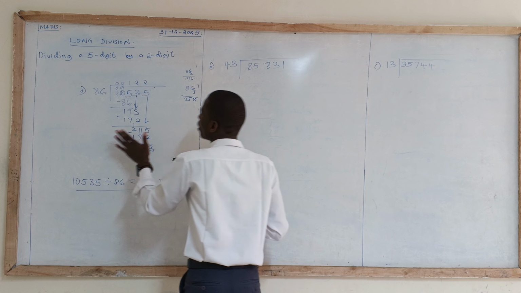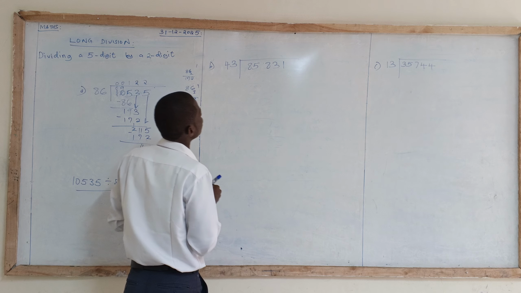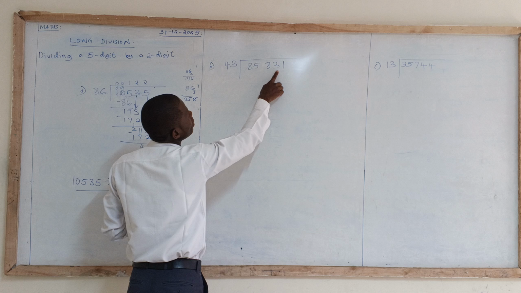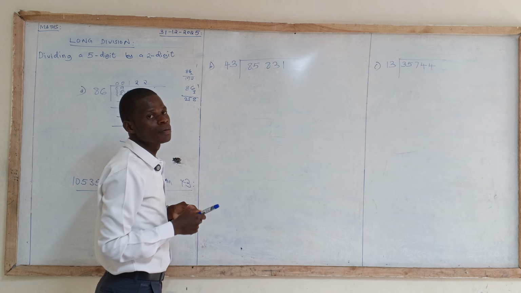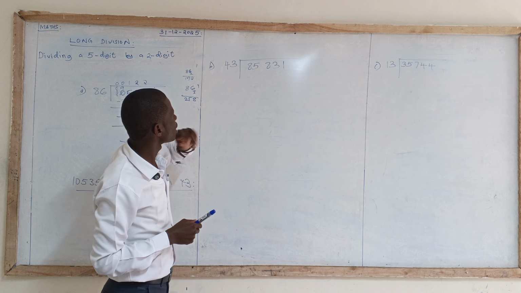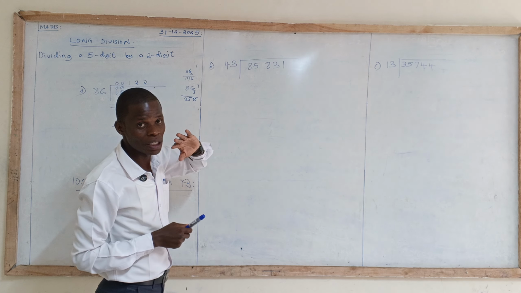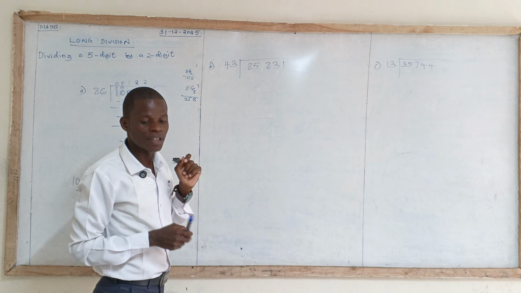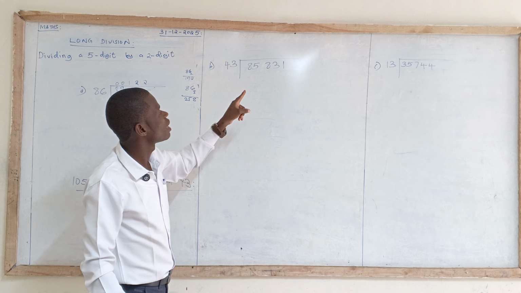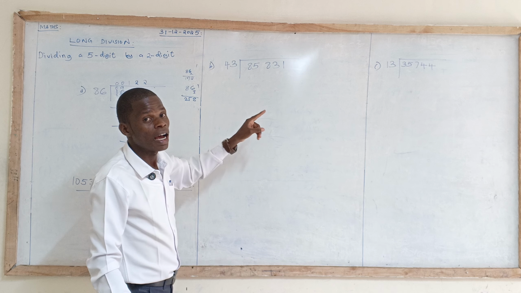We are done with A. Let's move to B. B, what do you have? We have here 85,831. Then we have 43. So, looking at this, question B, where is the dividend? What is the dividend? The dividend is now 85,831. And what did we say?